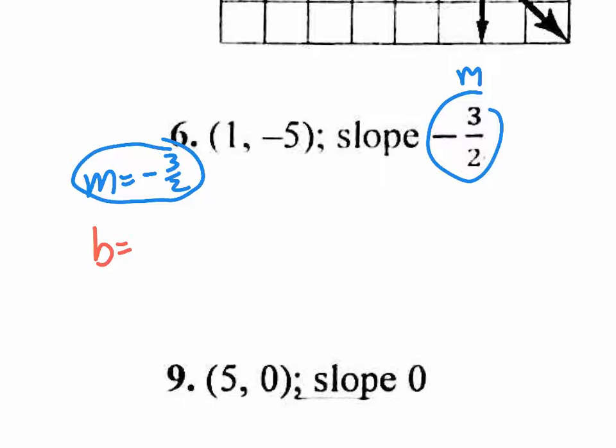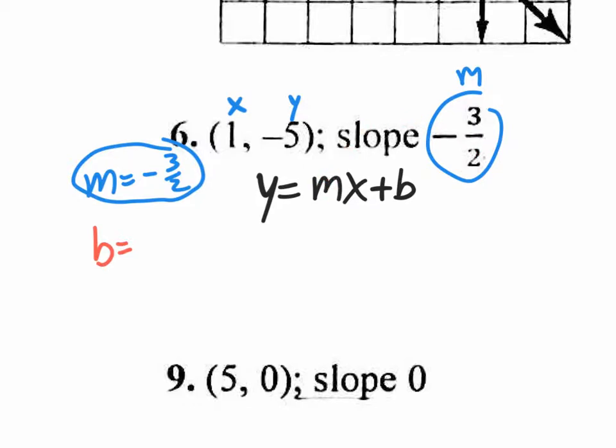Now, how are we going to find the B value? We're going to take what they give us. They give us an X and a Y, and they give us an M, and we're going to plug it all into Y equals MX plus B. We need to take the X value, plug it in right where the X is. We need to take the Y value, -5, plug it on this side of the equal sign. And we're going to take the M value of -3/2 and plug it in where the M is.